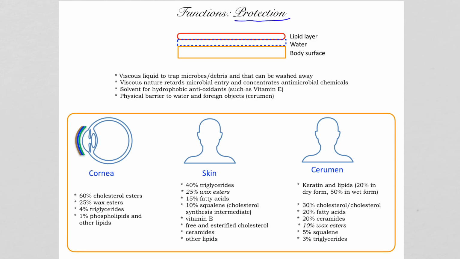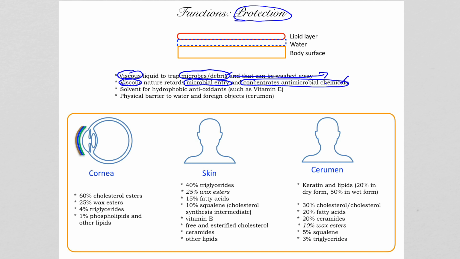The secretions are also known to be protective. So the wax esters, by increasing the viscosity of these secretions, make better solutions that will trap microbes or debris, and then these secretions can be washed away, getting rid of the microbes or the debris. The viscosity will also slow down the entry of microorganisms into the body from the skin surfaces or from the body surfaces. And this viscosity will also tend to concentrate antimicrobial chemicals that are present in these secretions.